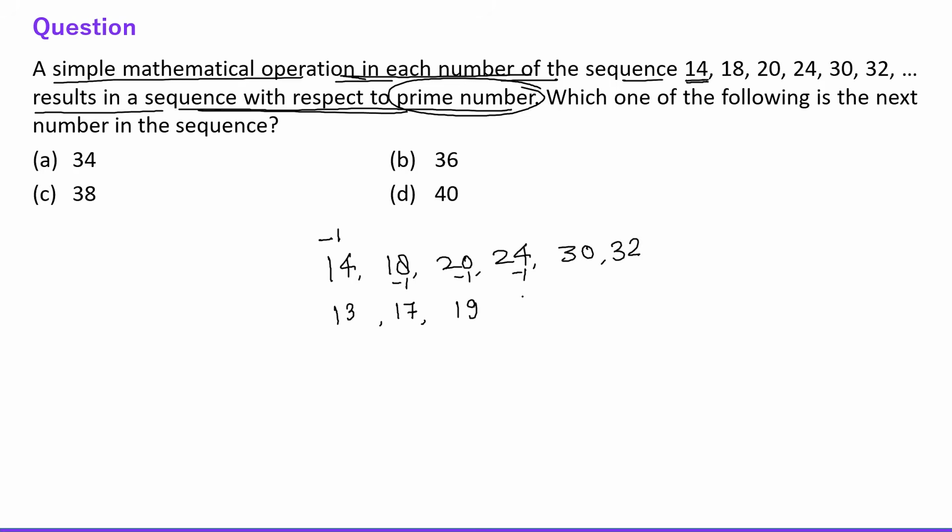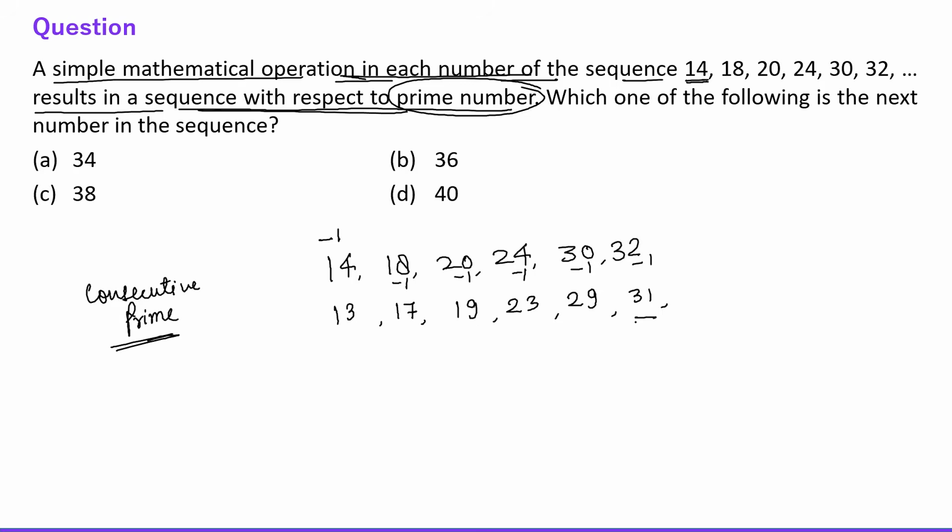Then next term 24 minus 1 will be 23. Then next term 30 minus 1 will be 29. 32 minus 1 will be 31. It means when we are subtracting 1 from every number of the given series, it is giving the consecutive prime numbers. After subtracting 1 from each number, we are getting consecutive prime numbers.